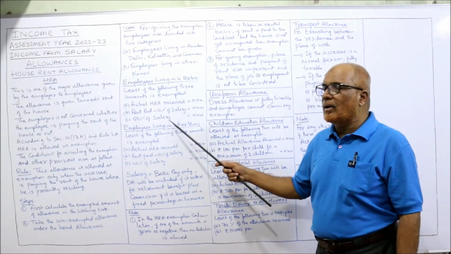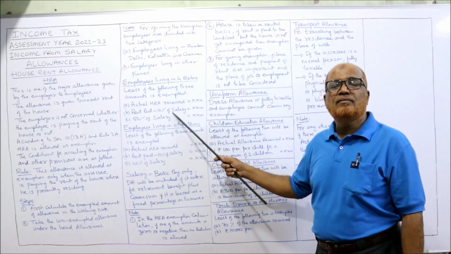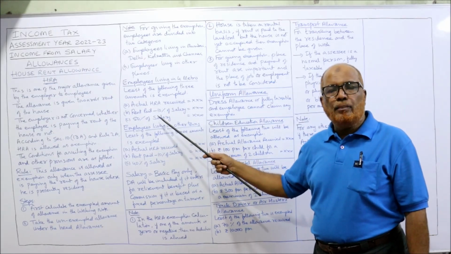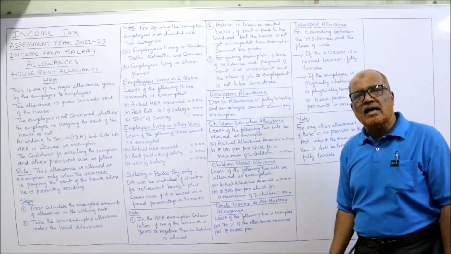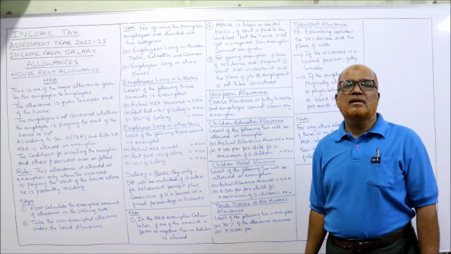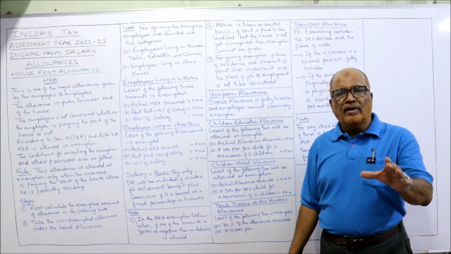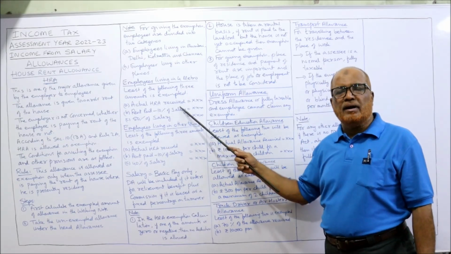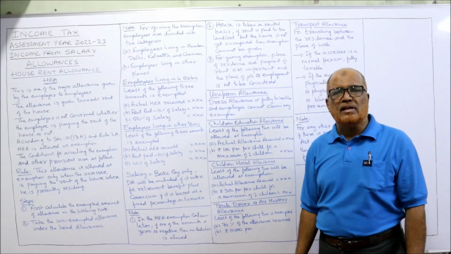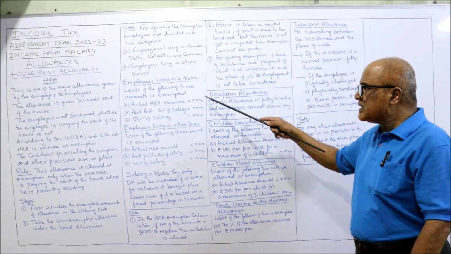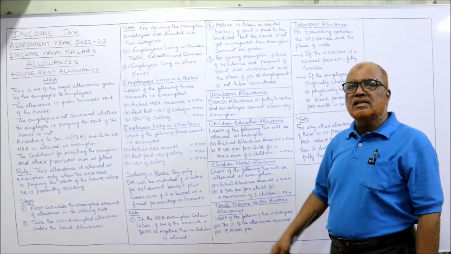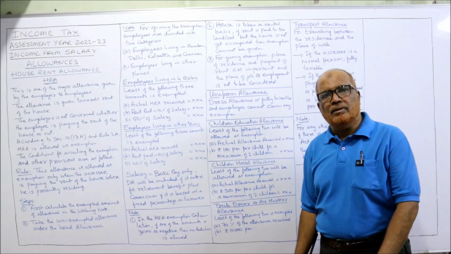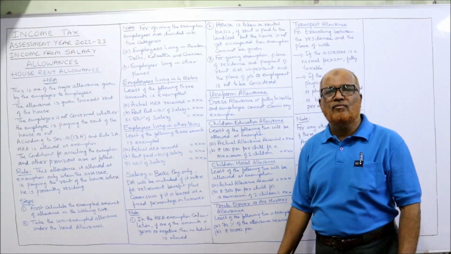The least of the following 3 amounts is exempted. Which are the 3? First, actual HRA received. Second, rent paid minus 10% of salary. Third, 50% of salary. So in the working note, you have to make the calculations: how much actual HRA received, second, rent paid minus 10% of salary, third, 50% of salary. Make the calculation and find out which is the least among these 3. Whichever is least, that is exempted. The remaining will be taxable. This is for those employees who are living in the 4 metros.